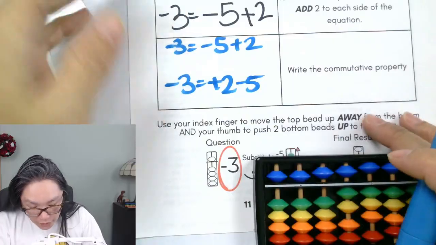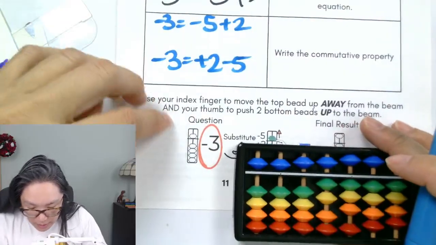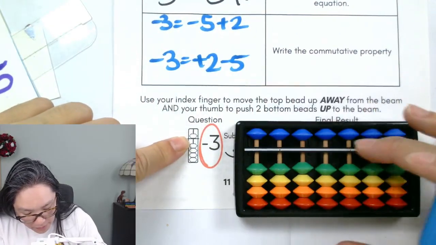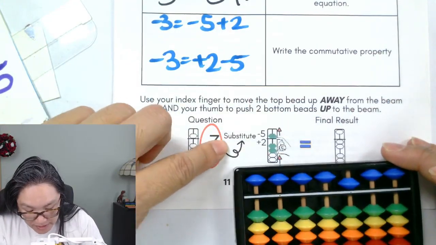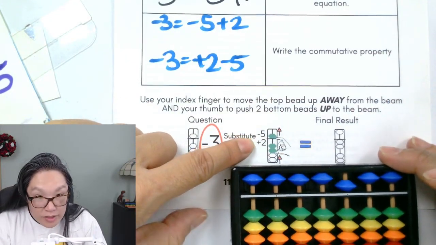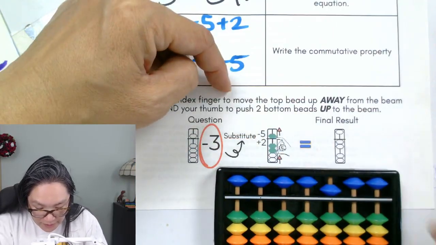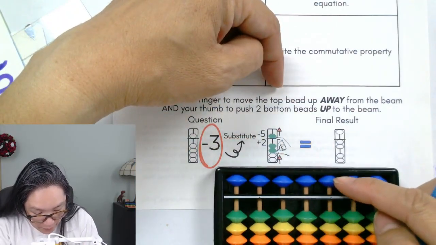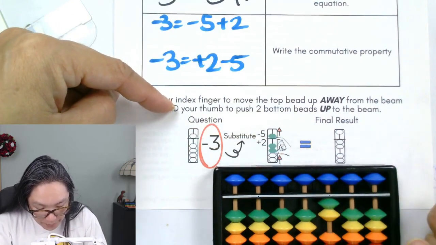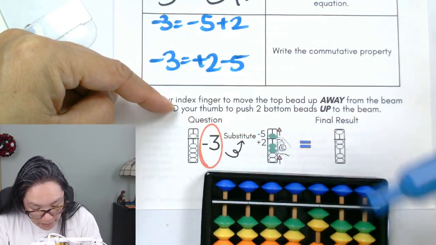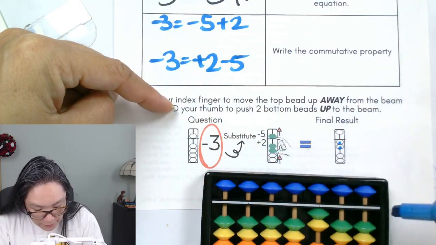When we move, what we want to do is we want to have our number, which is 5, and then we need to take away the 3. Notice I can't take away the 3. So we substitute minus the 5 plus the 2. So with our index finger, move the top bead away from the beam, and then we use our thumb to push the 2 beads up to the beam. So my final answer is 5. I'm sorry, 2.